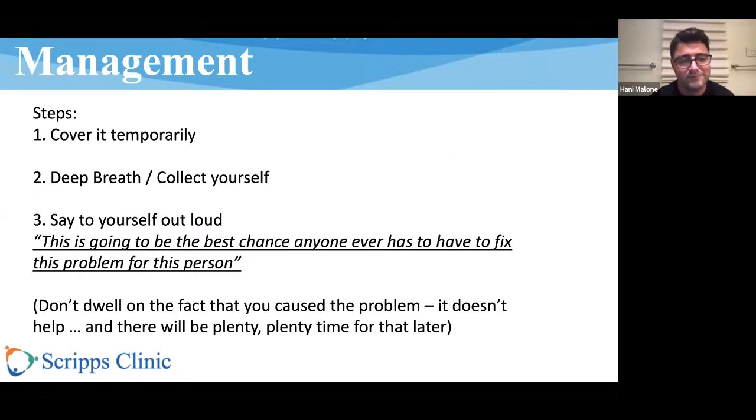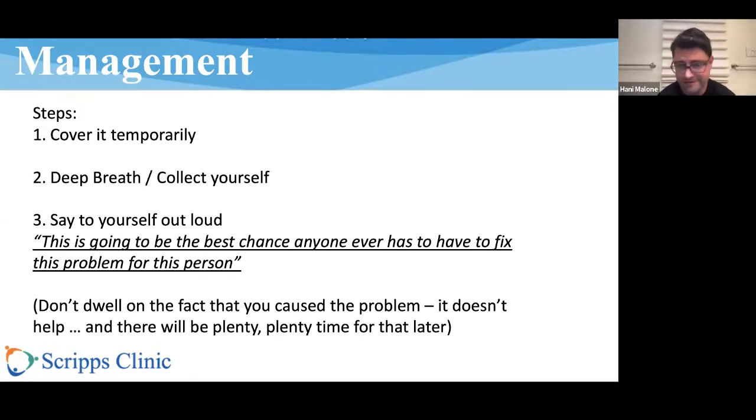So my steps, as soon as I see that gush of clear fluid, and I've only had one CSF leak that I didn't immediately recognize, one unintended iatrogenic durotomy. Every other one I've had, I immediately knew, as is almost always the case. So the steps that I go through, again, this is reflective of Paul McCormick. You cover it temporarily with a patty or whatever, just to collect yourself, take a deep breath.